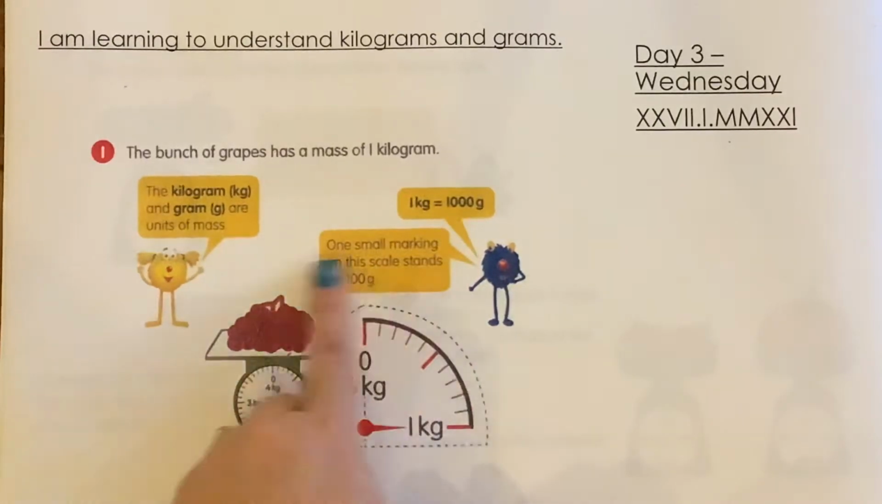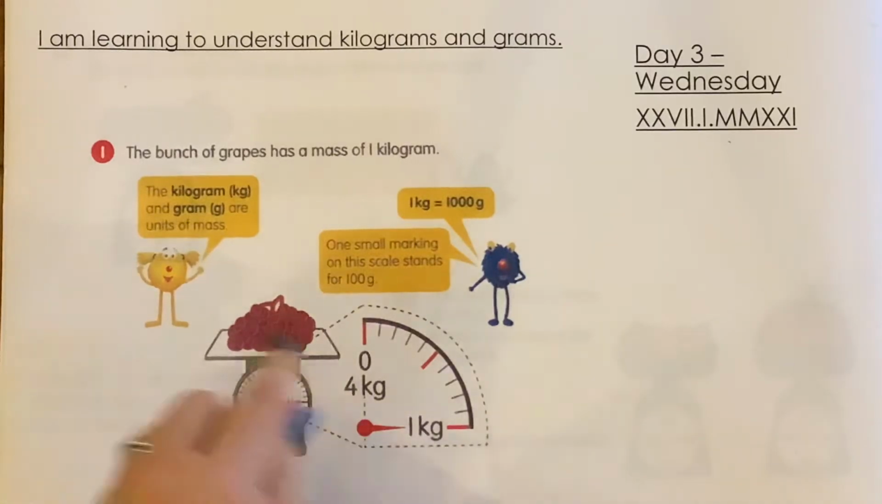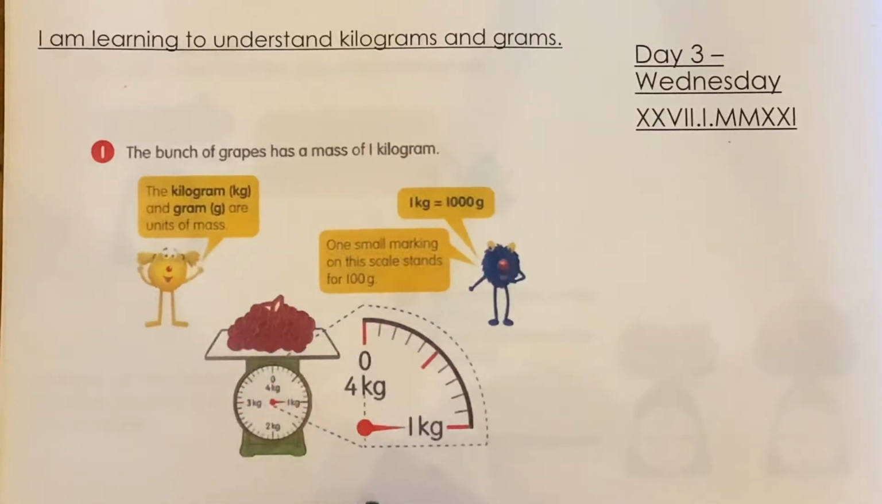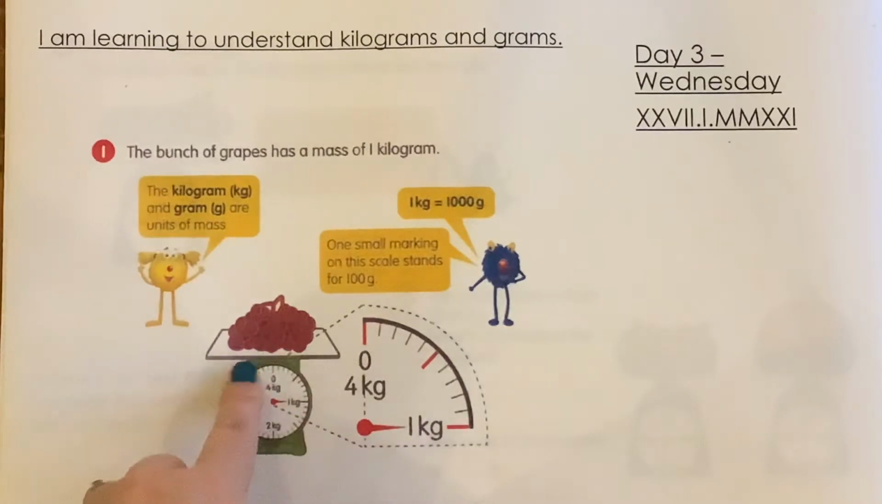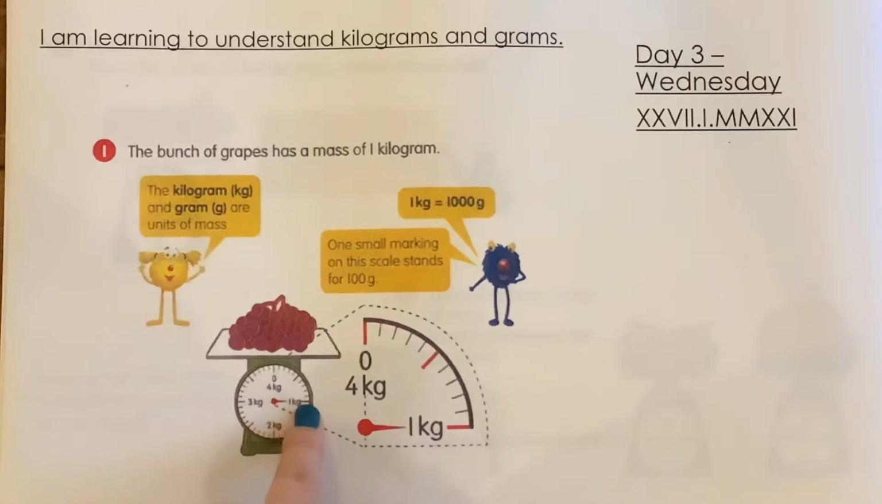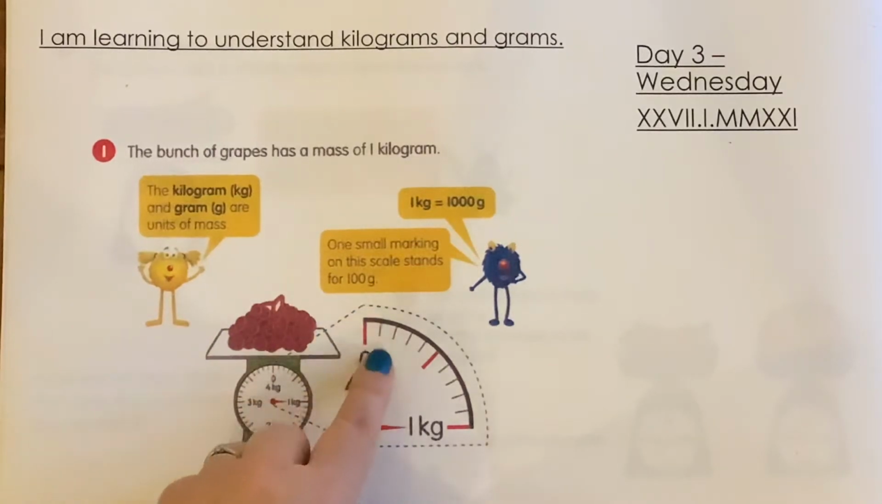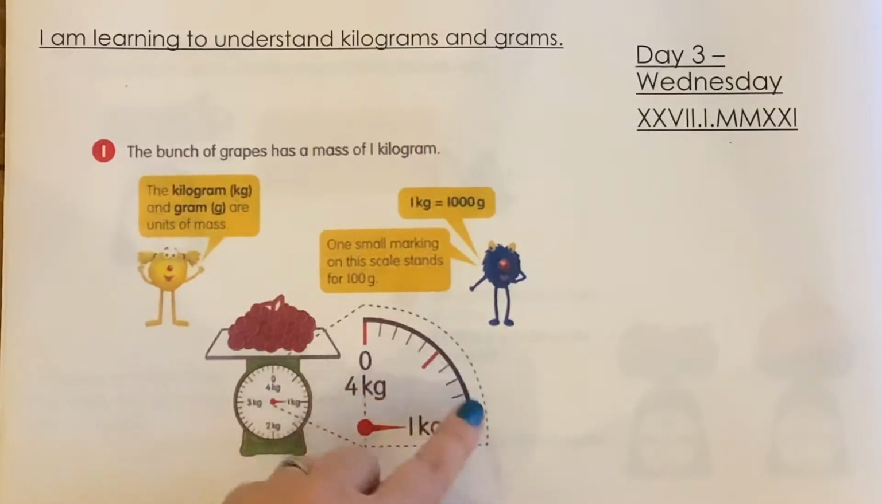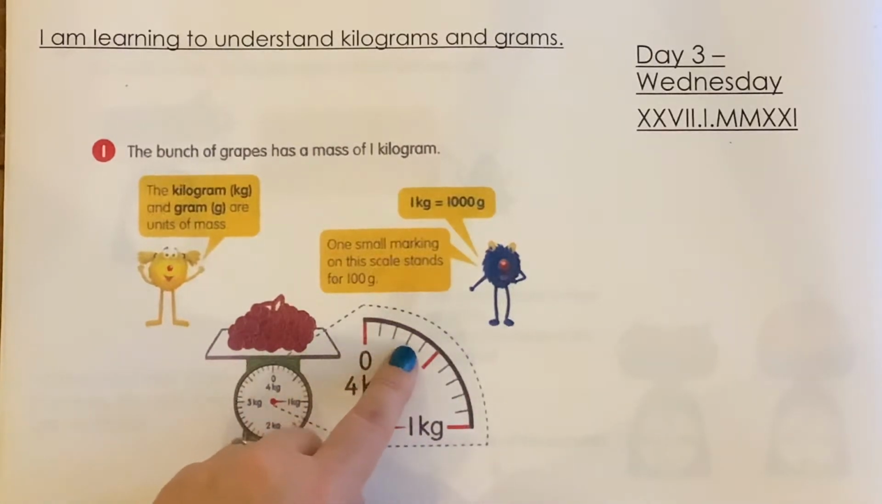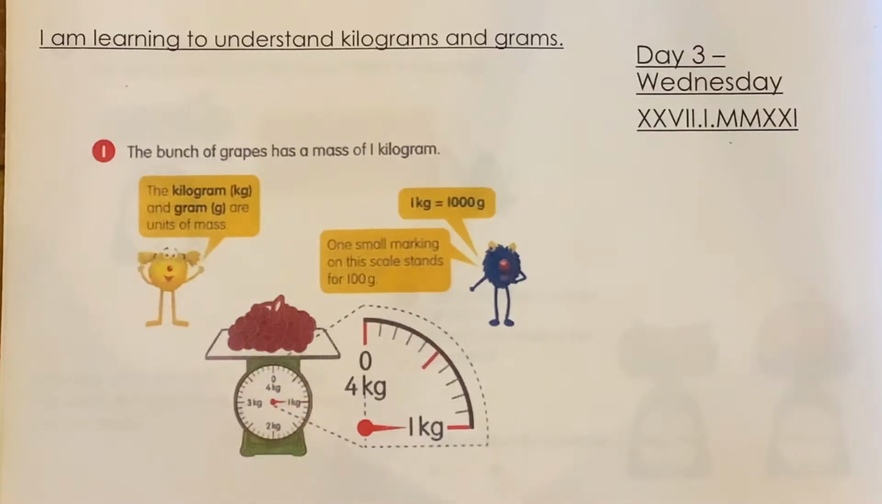Now I'd like you to have a look at this balance here. We've got some grapes on that we're finding the mass. It's really important that we pay attention to all the different markings to see what they represent on this weighing scale. So I can see that it starts at 0, it moves round to 1 kilograms, 2 kilograms, 3 kilograms, and all the way round to 4. We need to pay close attention to the markings in between the 0 kilograms and the 1 kilogram so that we can work out what each of the smaller markings stands for.